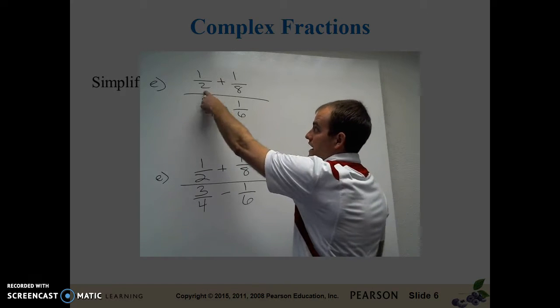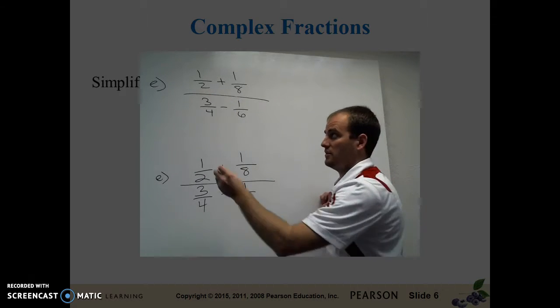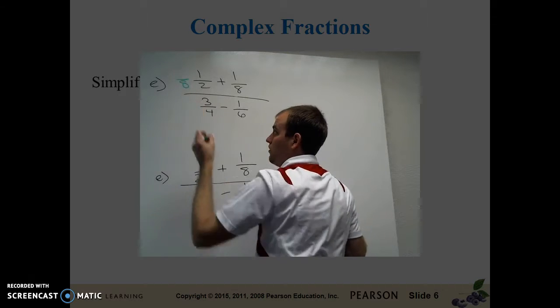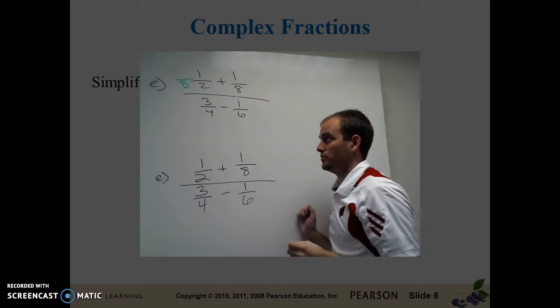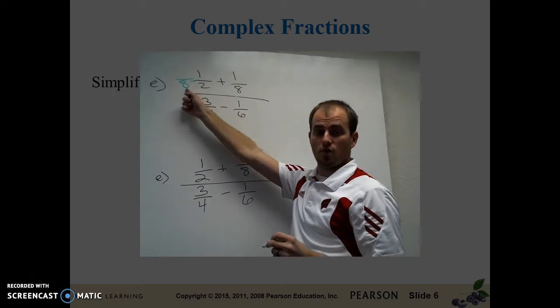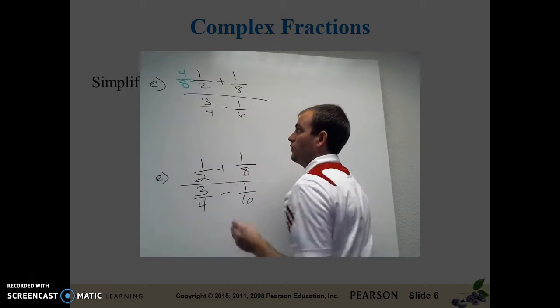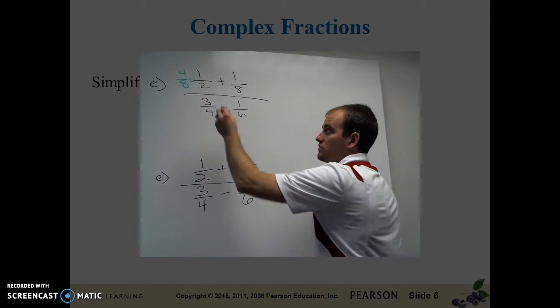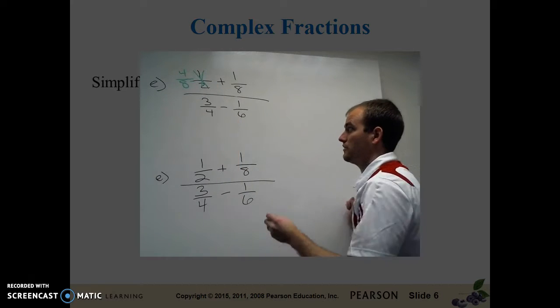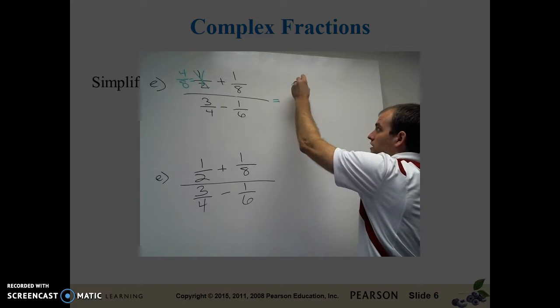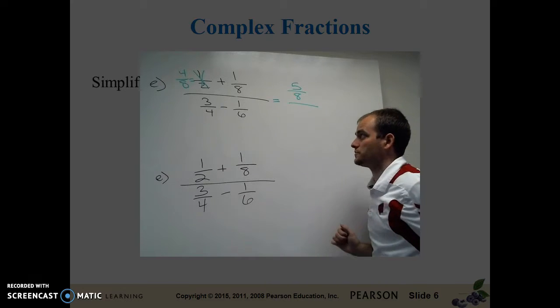So to do that, the common denominator for the numerators would be 8. So the first one we have to write over 8. I'm going to write it right next to it. 2 times 4 gives you 8. So 1 times 4 is 4. 1/2 is the same thing as 4/8. Now we can add the numerators. 4/8 plus 1/8 is 5/8.